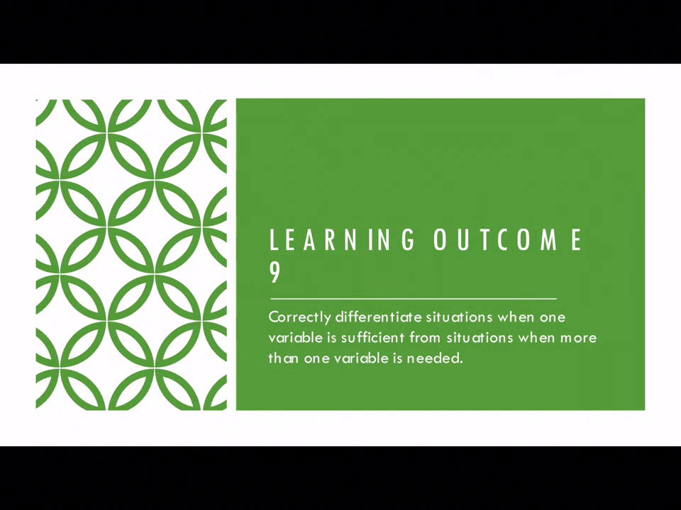All right, class, welcome to Learning Outcome 9 PowerPoint presentation for Math 2015. In this outcome, we're going to correctly differentiate situations when one variable is sufficient from situations when more than one variable is needed. So we're going to take situations like word problems and model them with expressions. And the variables we choose in our expressions, we want to try to simplify as much as possible so that if we have many variables, we can try to get as few as we can. So it will simplify the calculations and such. Okay, so we're going to model with variables here and try to simplify our models as much as we can.